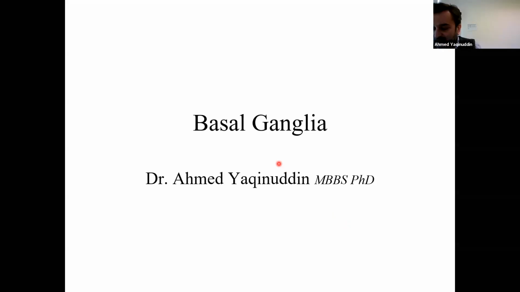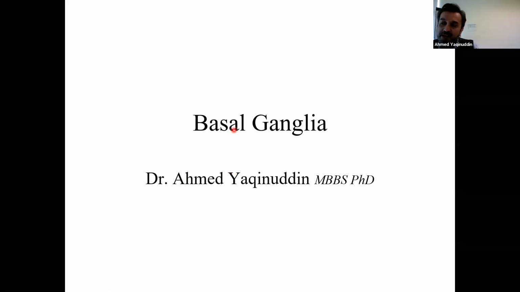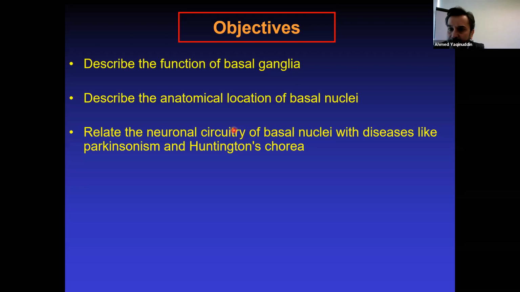It should be called basal nuclei because these are collections of gray matter within the white matter of the cerebral cortex. Like what you saw in the cerebellum, within the white matter of the cerebellum there were deep cerebellar nuclei. Similar to that, within the white matter of the cerebral cortex, at the base of the white matter, there are collections of cell bodies of gray matter, which are called basal ganglia or basal nuclei.